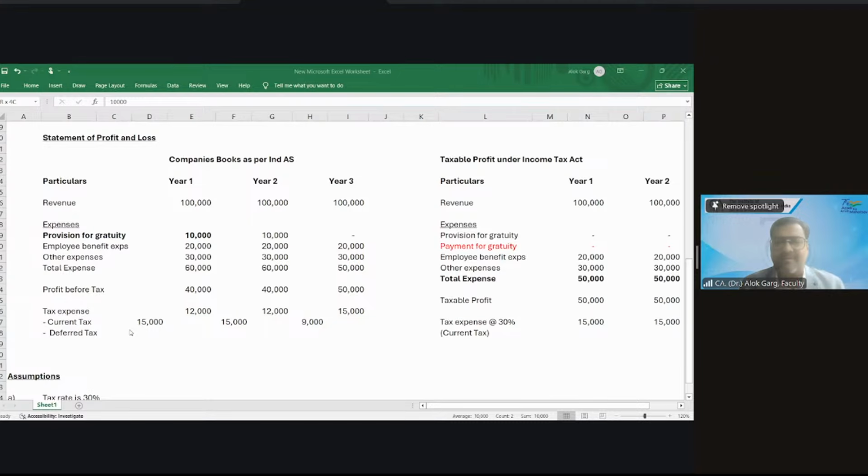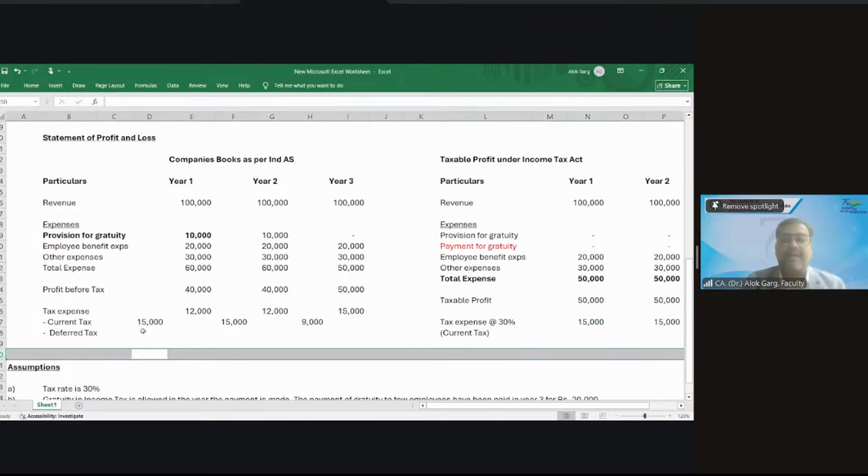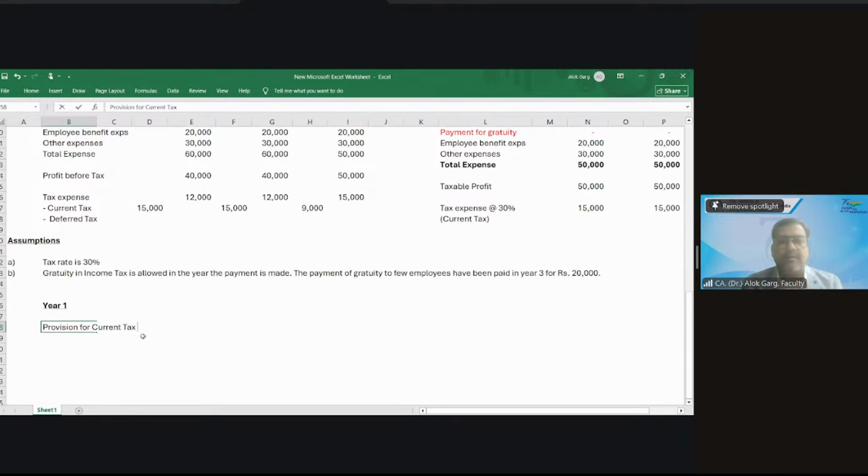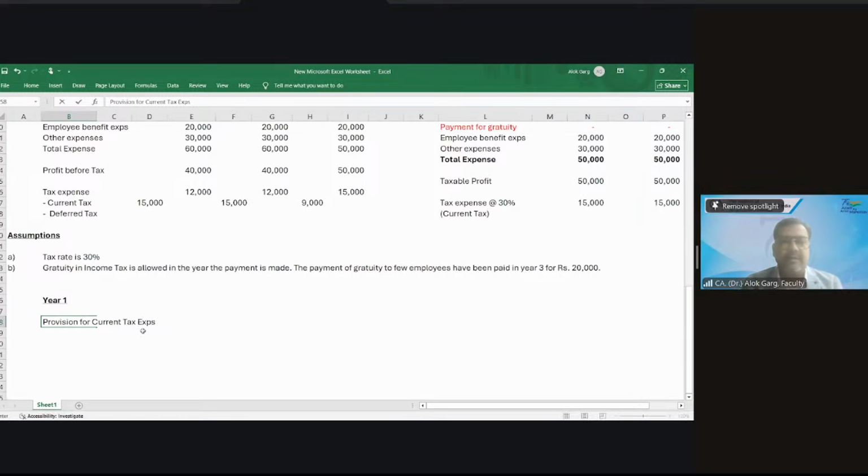Yes or no? Yes. So in this case, what is my accounting entry in year 1, my dear friends? In year 1, my accounting entry will be provision for current tax expense account debit to provision for current tax liability account, right?